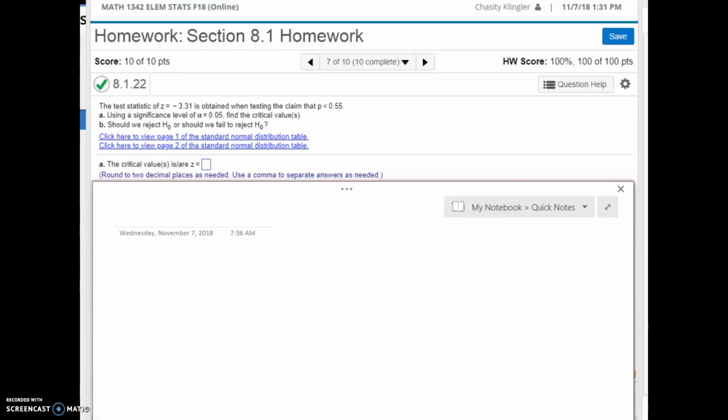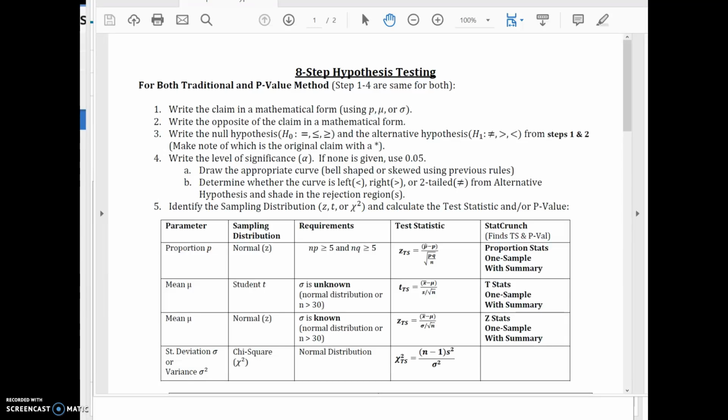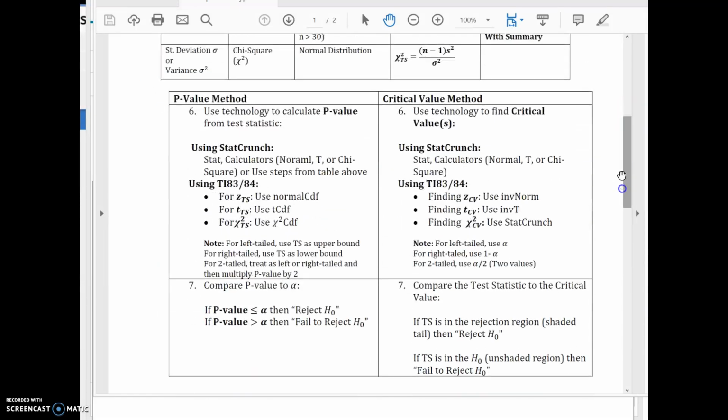This is number 7 on section 8.1. So far we've done the hypothesis test with the p-value method. This is going to ask us to do the hypothesis test with the critical value method. If you look at your steps, steps 1 through 5 are still the same, but instead of doing the p-value method, we're going to do the critical value method.